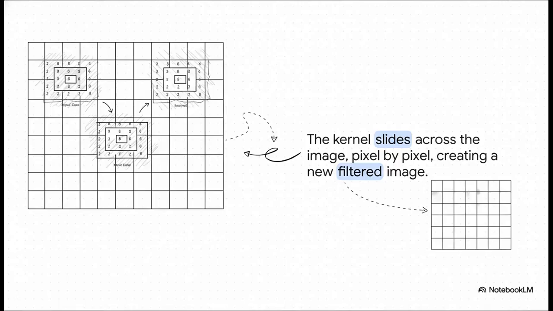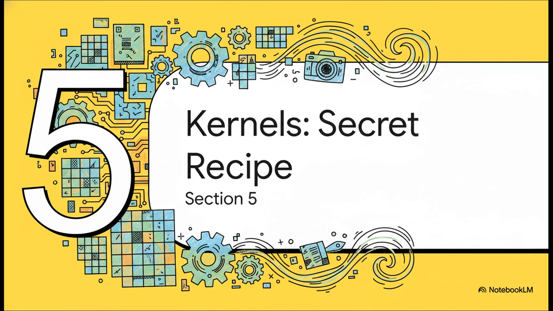Imagine that tiny kernel matrix sliding across every single pixel of the original image. At each and every stop, it does a quick little calculation using the neighbors, and that creates one new pixel for the output image. It just does this over and over and over until a brand new image is built from scratch.